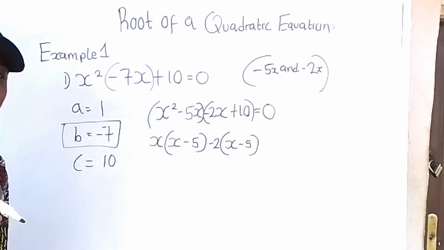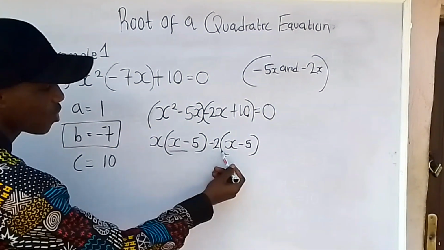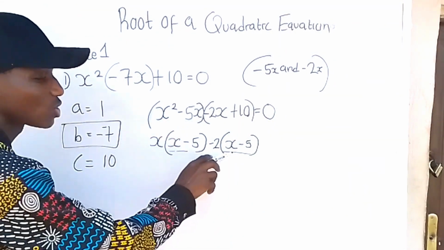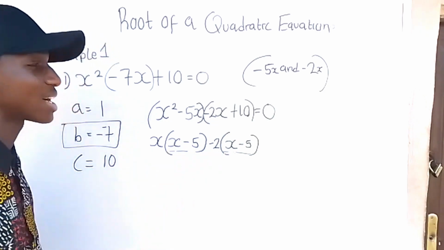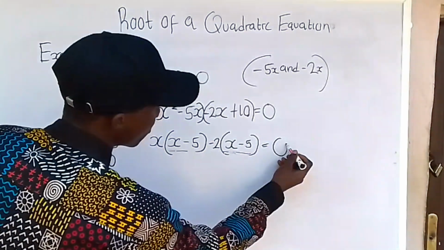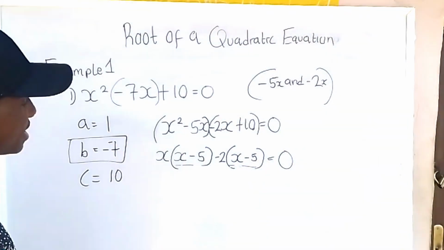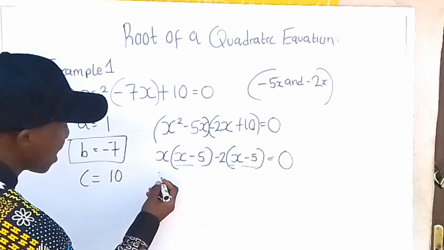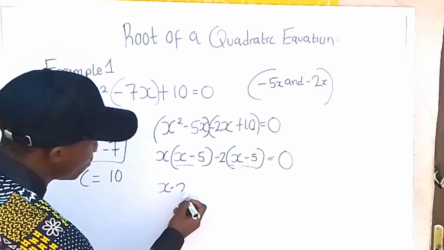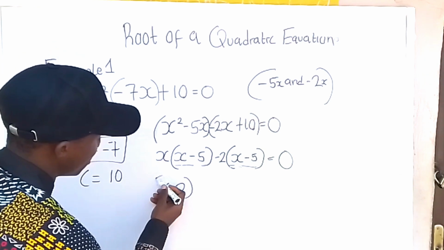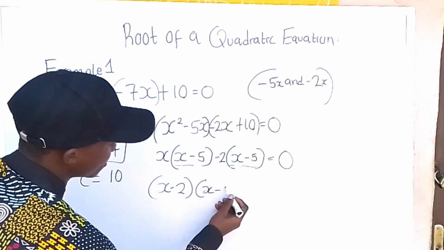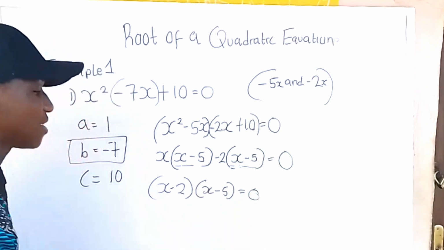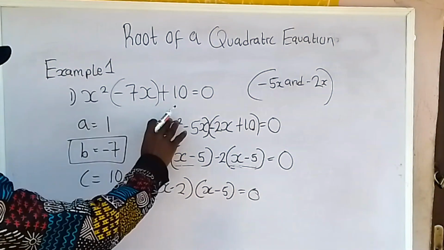And I want to tell you that what you have here must be equals to what you have here. That is, what is in this bracket, when you factorize this bracket out, must be equals to what will be inside this bracket also. So this will be equals to 0. Now, since this bracket is equals to this bracket, I'm going to take one out of this. So I'm going to have x minus 2 and x minus 5 is equals to 0. So I have factorized this equation.